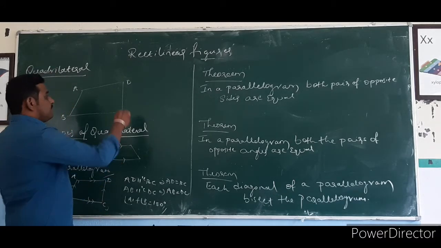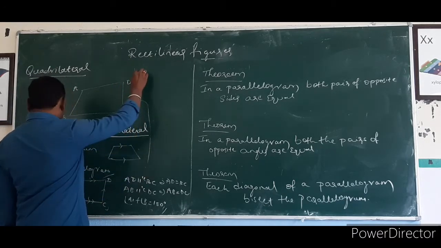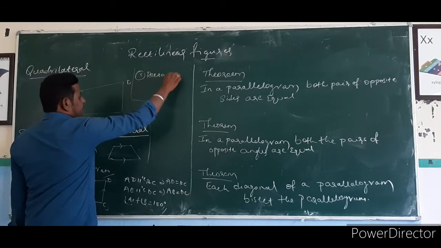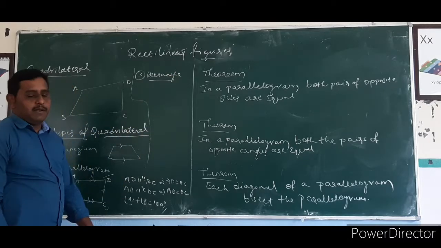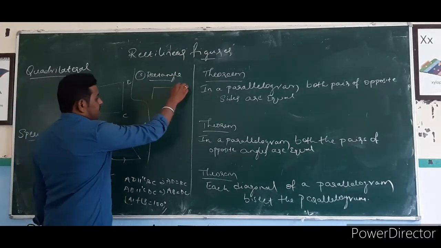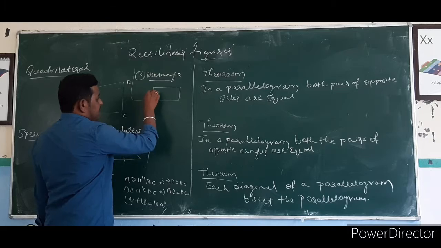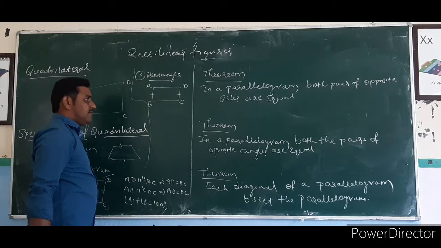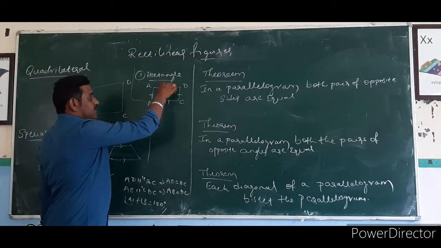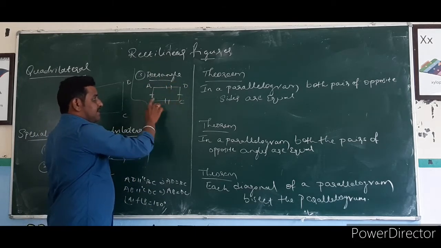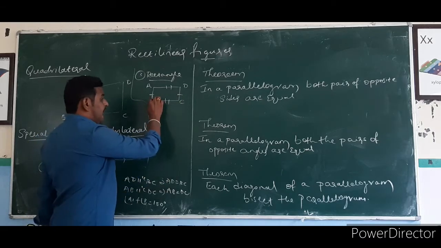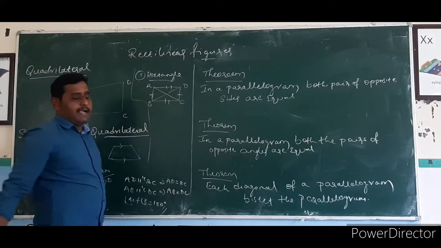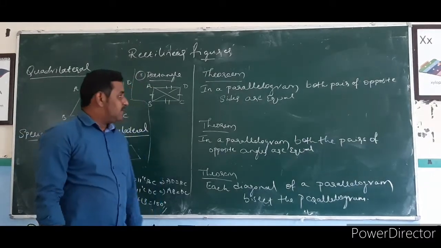Next type of special quadrilateral, you already know, rectangle. Rectangle is a special type of parallelogram. Opposite pairs of sides are equal. So AB equals DC, BC equals AD. Then the diagonals are equal. Here BD and AC are the diagonals. The two diagonals are equal.